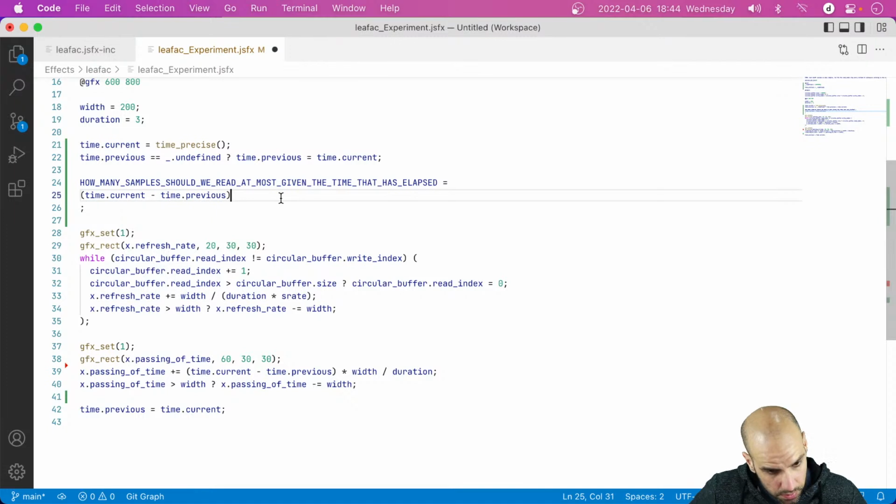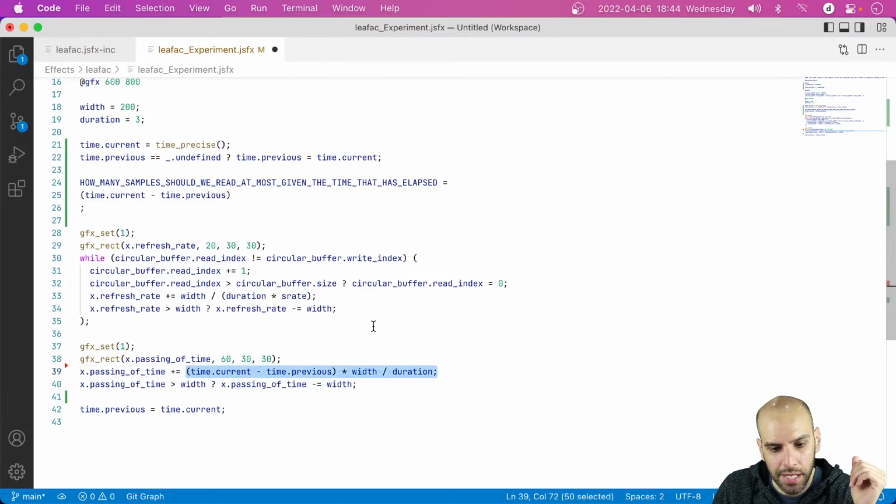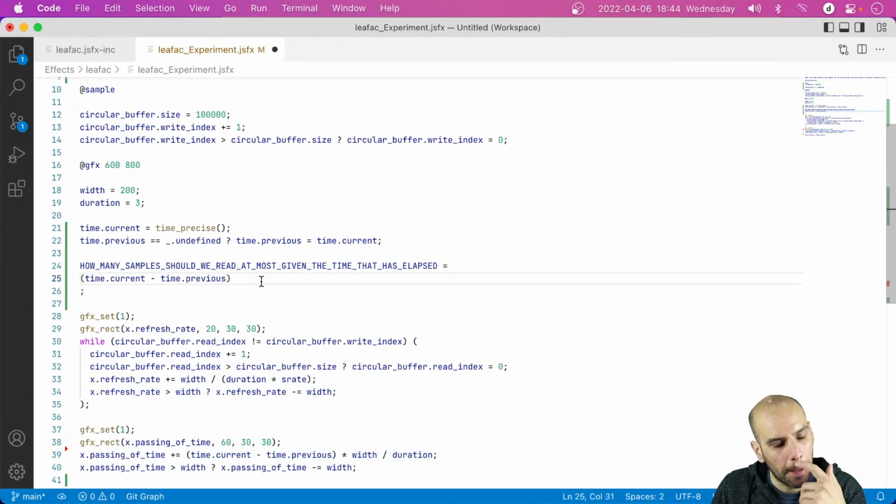Yeah, we'll see. I will not try to copy and paste and adapt. I think I will reason about this from first principles. So this is how much time has elapsed. Suppose that 1 second has elapsed, because that's going to make things easier to reason about.